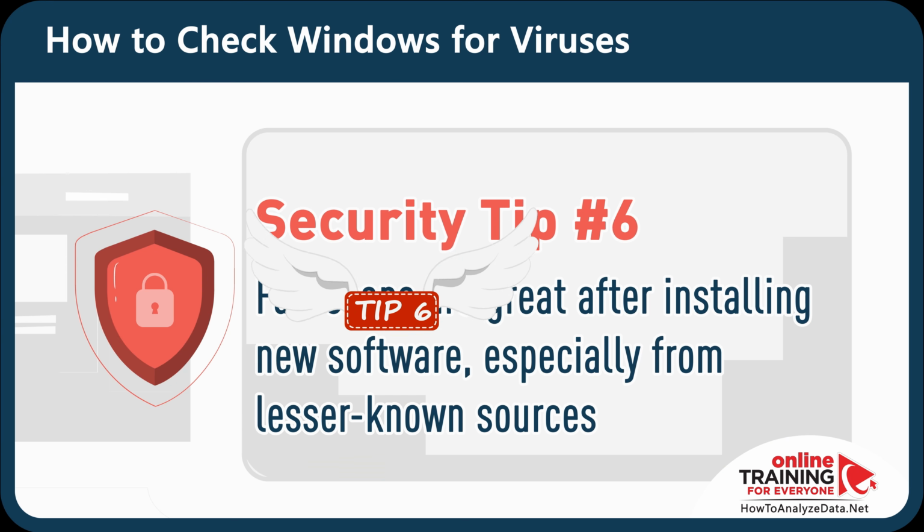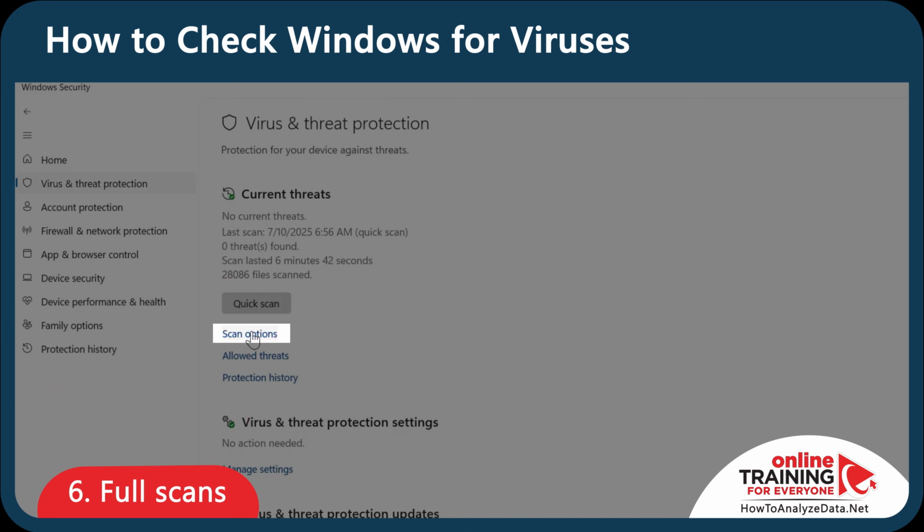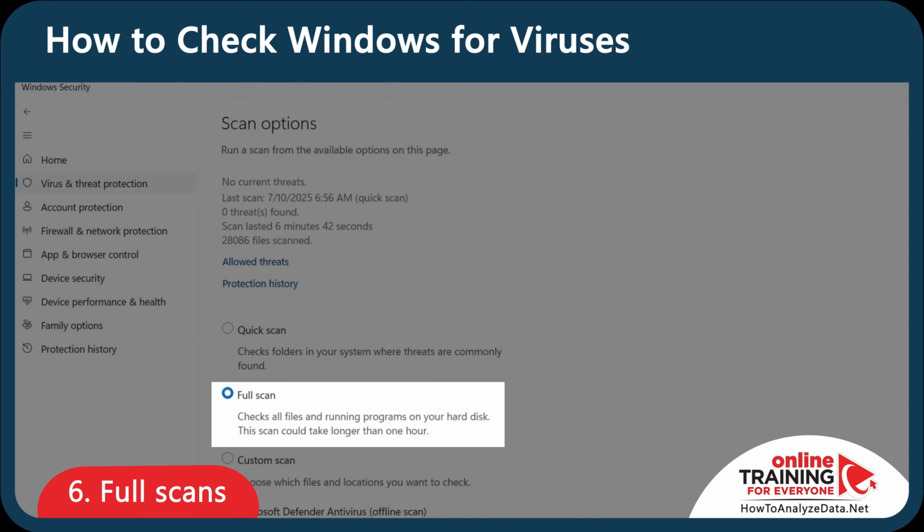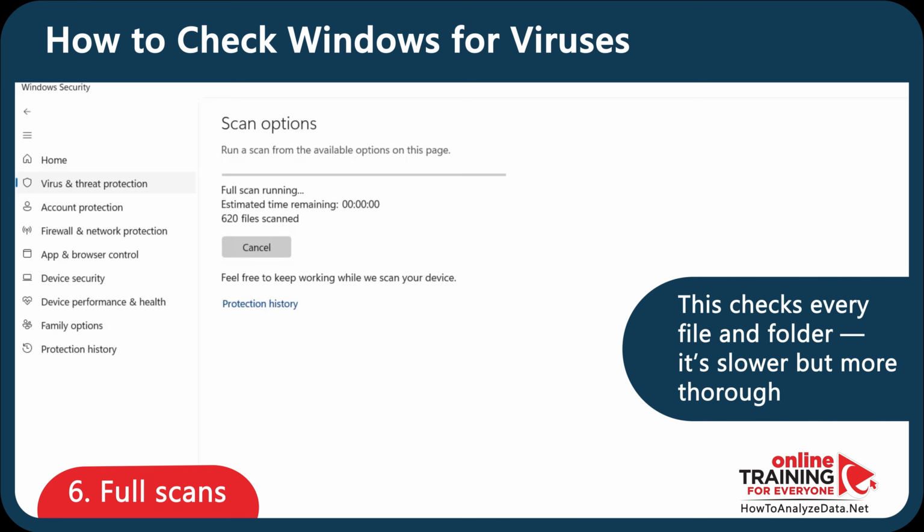Here's my security tip number 6. Full scans are great after installing new software, especially from lesser-known sources. To do a full scan, you need to click Scan Options and then choose Full Scan. This checks every file and folder. It's slower but more thorough.